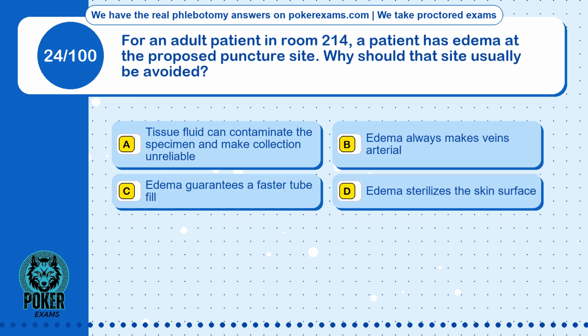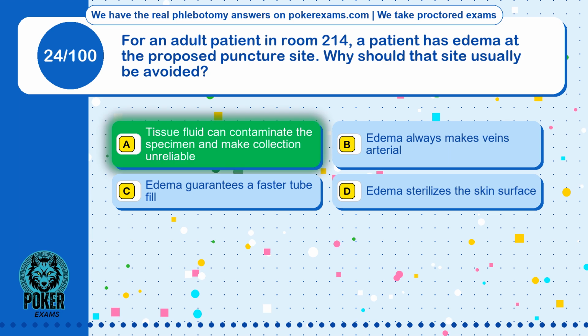Question 24. For an adult patient in room 214, a patient has edema at the proposed puncture site. Why should that site usually be avoided? Option A: tissue fluid can contaminate the specimen and make collection unreliable. Option B: edema always makes veins arterial. Option C: edema guarantees a faster tube fill. Option D: edema sterilizes the skin surface.